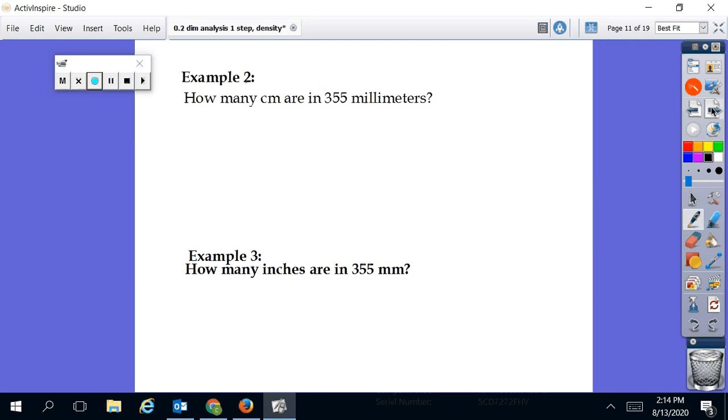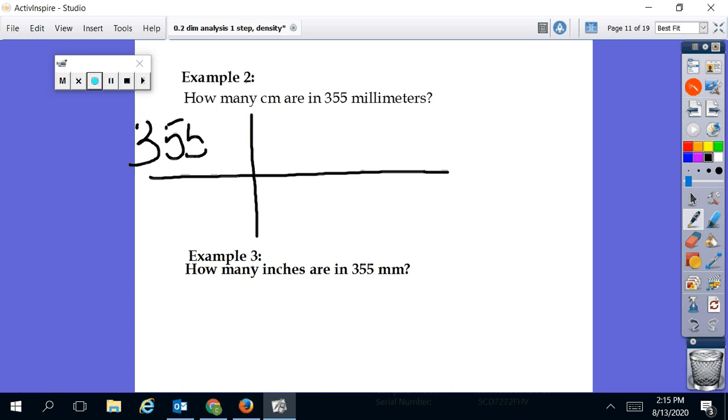Let's do another example. Now this is going to be a little tricky because now we're using the metric number line. Okay, and I'm going to show you how to use the metric number line with factor label. Okay, so the question is, how many centimeters are in 355 millimeters? Okay, so let's set up the factor label. Okay, the given goes here with 355 millimeters.